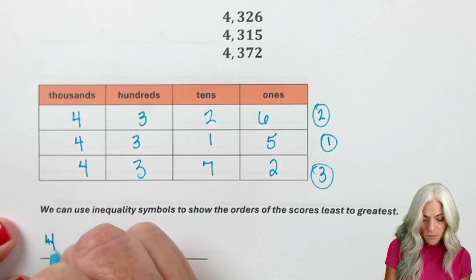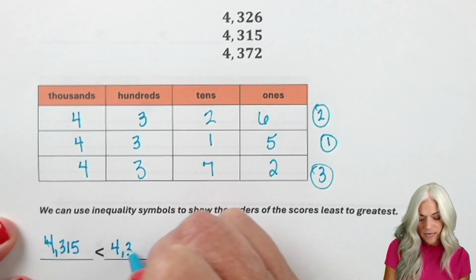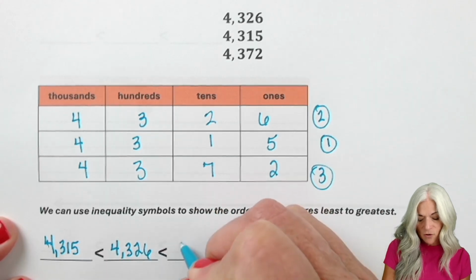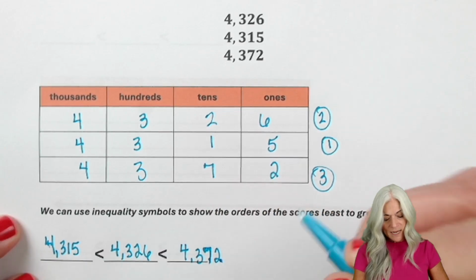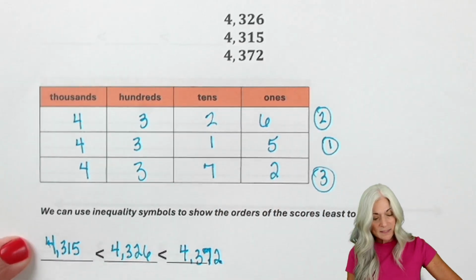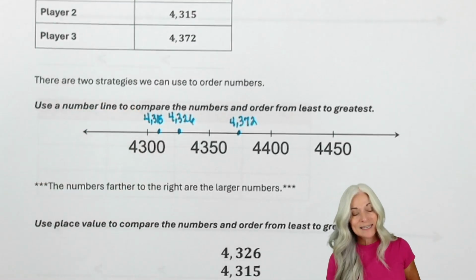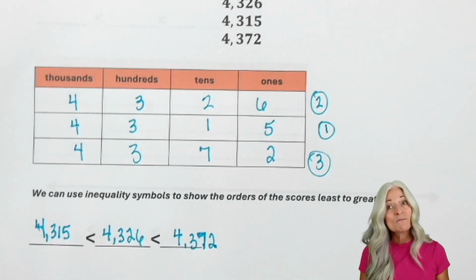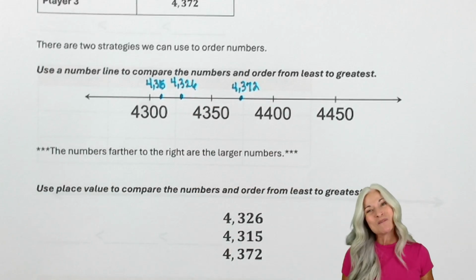So then they will put those in order. So the smallest, 4,315. Then next, 4,326. And then the largest, 4,372. Now, what I like having students do then is to go back and look at those numbers on the number line to see how the numbers, when we're writing them from smallest to largest, should line up in the same place on the number line.